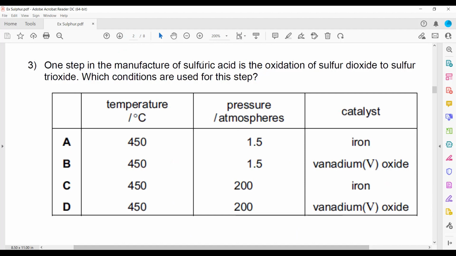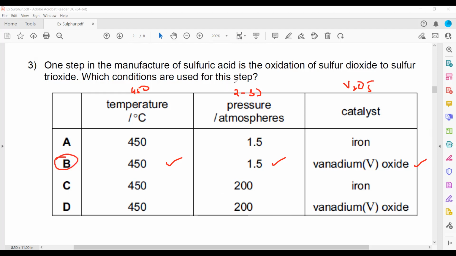So for the manufacture of sulfuric acid, which conditions are used? Temperature should be around 450. Pressure is around 2 to 3 atm, so 1.5 is the closest. And the catalyst is vanadium pentoxide, or V2O5. So temperature is 450, pressure is 2 to 3 atm, here 1.5 is closer, and vanadium pentoxide is used as a catalyst.